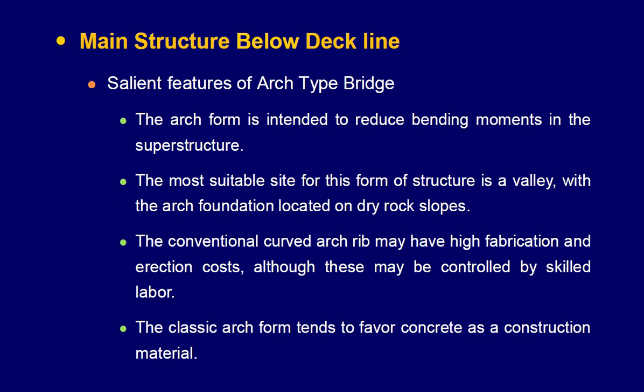Some key features of this type of bridge are that the arch form is intended to reduce bending moments in the superstructure. The most suitable site for this form of structure is a valley with the arch foundation located on dry rock slopes because the foundation must resist the horizontal and vertical reactions. So, a dry rock will be a suitable position. The conventional curved arch rib may have high fabrication and erection costs, although these may be controlled by skilled laborers. The classic arch form tends to favor concrete as a construction material. So these are some salient features of this type of bridge.